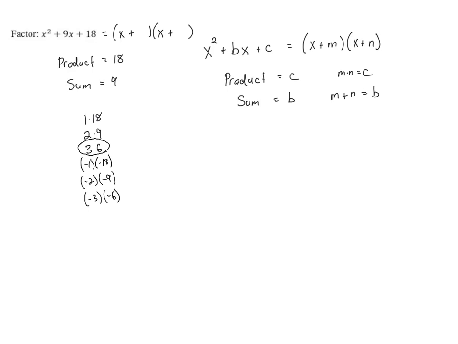So these two numbers that we're looking for are 3 and 6, which means that the factorization is going to be x plus 3 times x plus 6. If you want to check that this is correct, you can FOIL it out, and you should end up with x squared plus 9x plus 18.